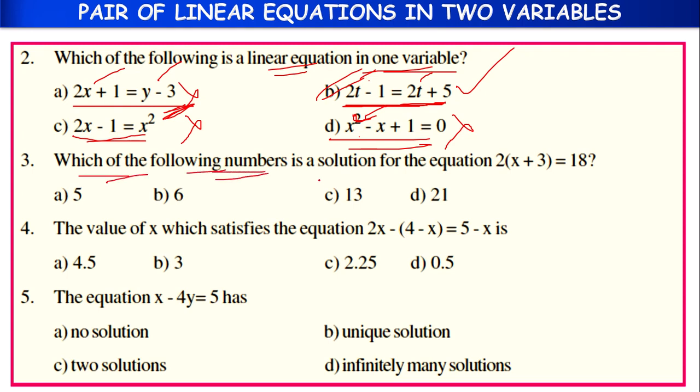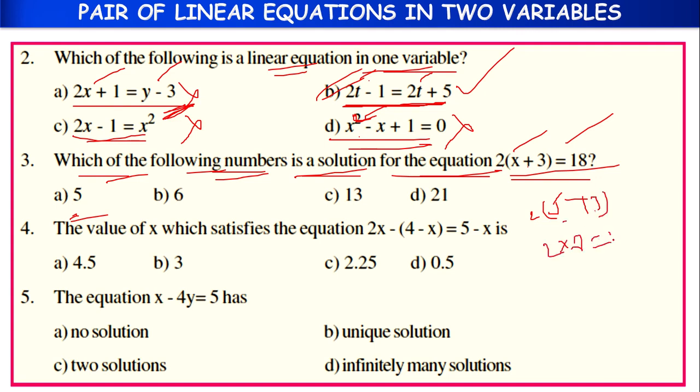Which of the following numbers is the solution for the equation 2 into x plus 3 equal to 18? Option A, 5. 2 into 5 plus 3. 5 plus 3 is 8. 2 into 8, 16. Wrong option. If you keep 6, 2 into 6 plus 3, 2 into 9, 2 nines are 18. Correct option.